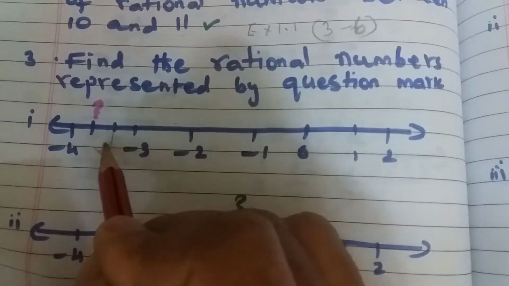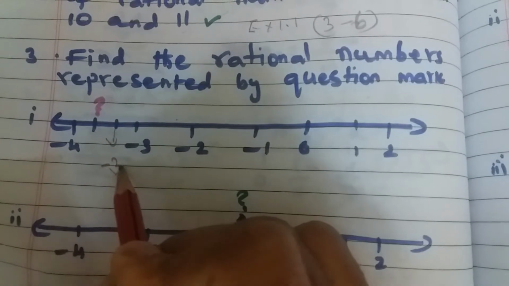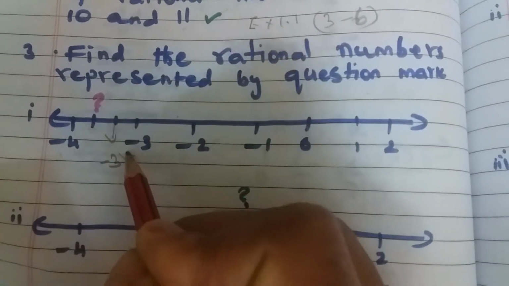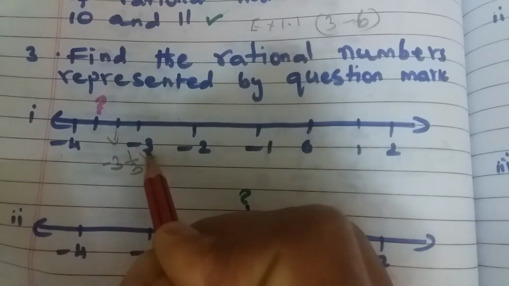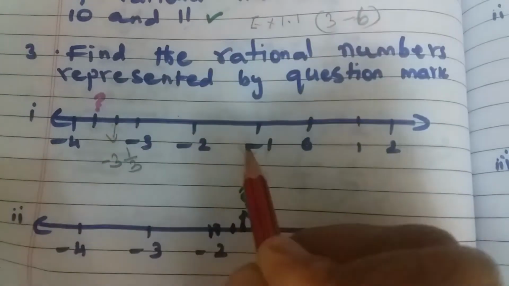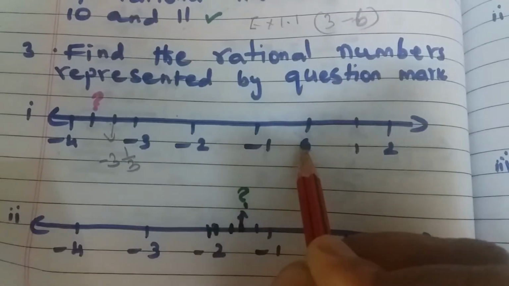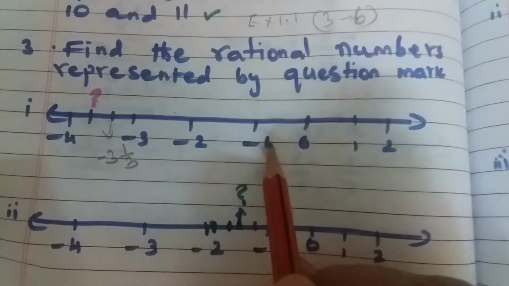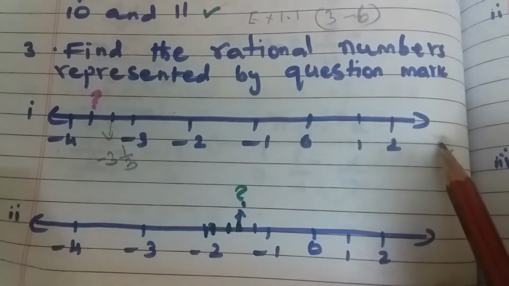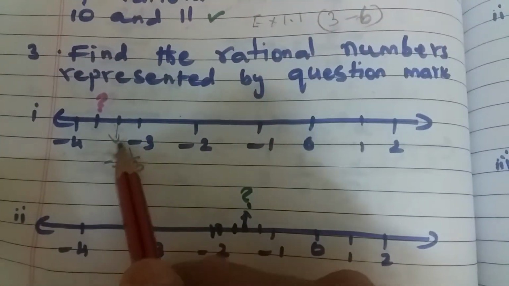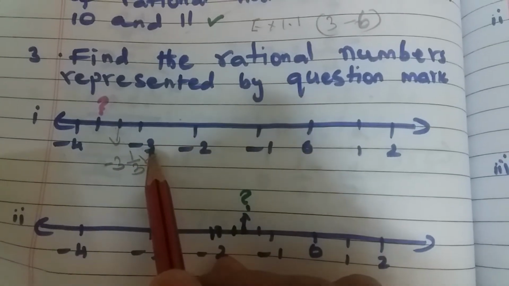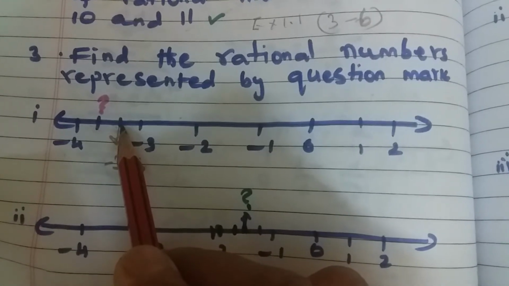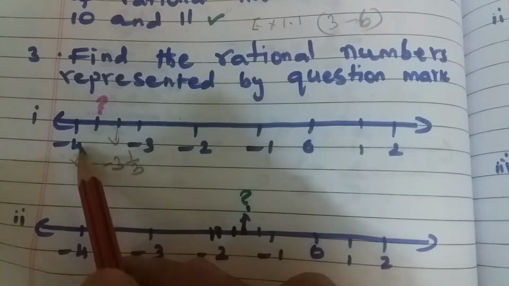So this line represents, after minus 3, 1, 2, 3. Out of 3 parts, this is the first part. Minus 3, 1 by 3. Whenever it is between 0 and minus 1, or 0 and 1, they are proper fractions. Once it is beyond minus 1, or beyond plus 1, they are improper fractions, that is, mixed fractions. Minus 3, write this number, then the number represented by this line, the partition between minus 3 and minus 4.